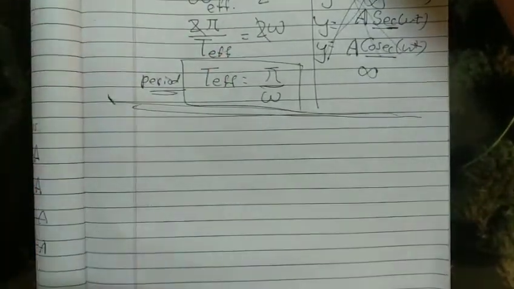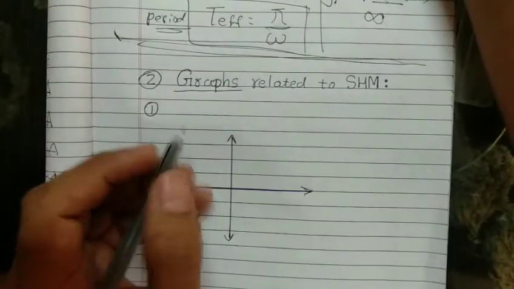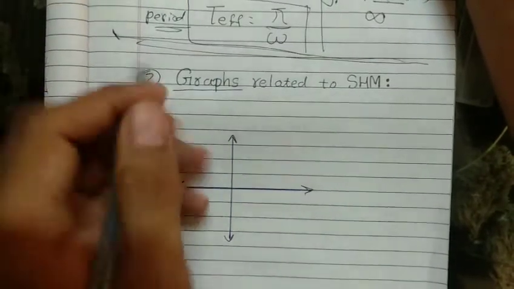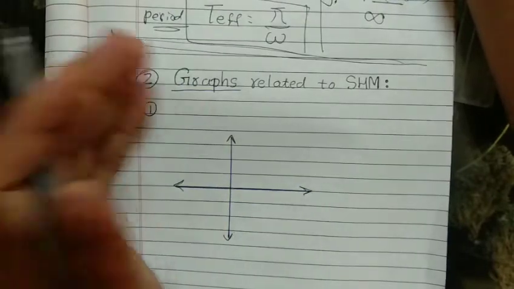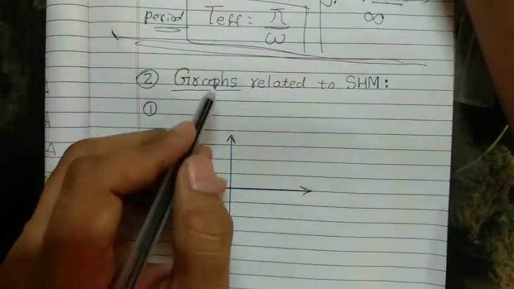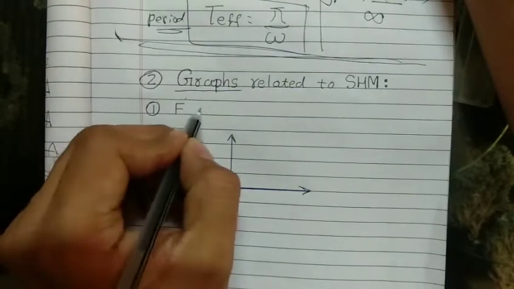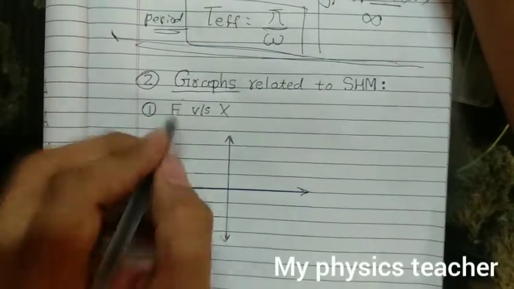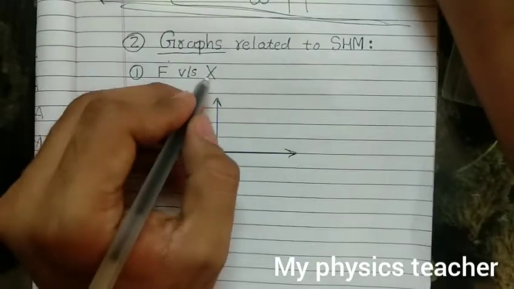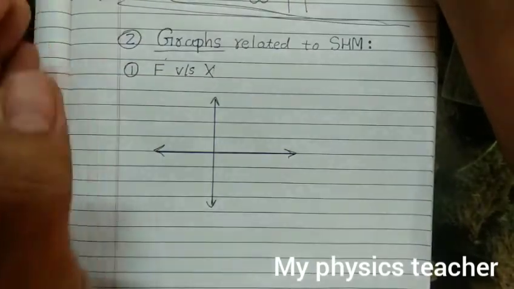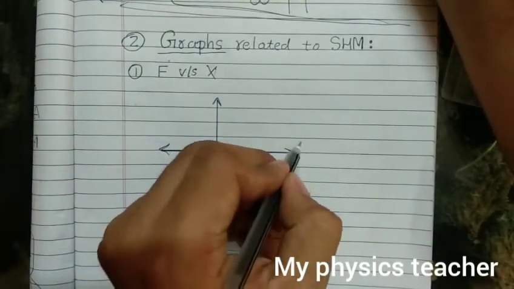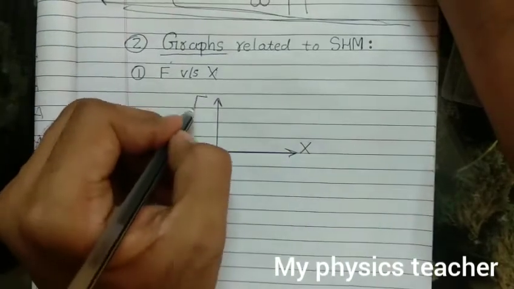Okay, now we'll move to the next point. Now we'll discuss the second point in oscillation. Second point is graphs. So we'll see some various graphs in oscillation. The first graph that you have to understand is force versus displacement x. F versus x graph. Here x is the displacement from the mean position. X I will plot here and F will be on the y-axis.